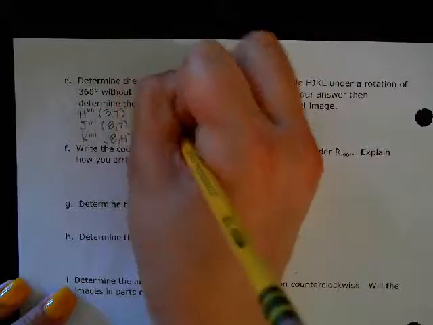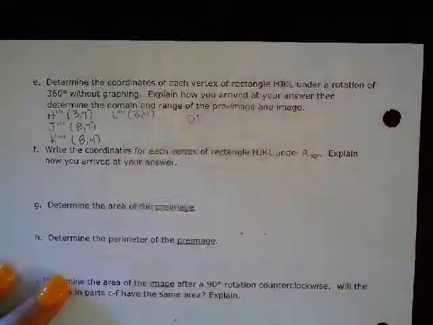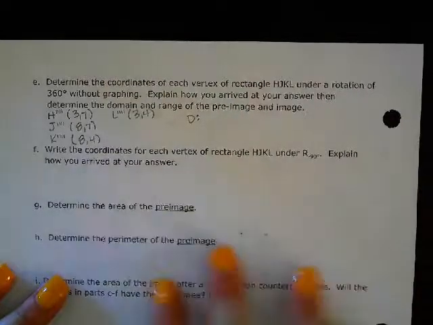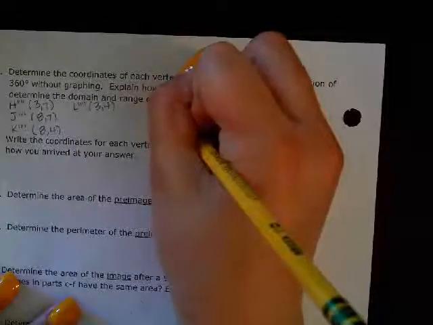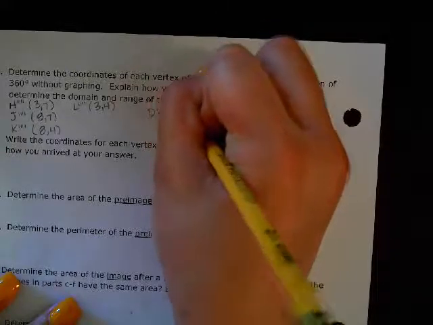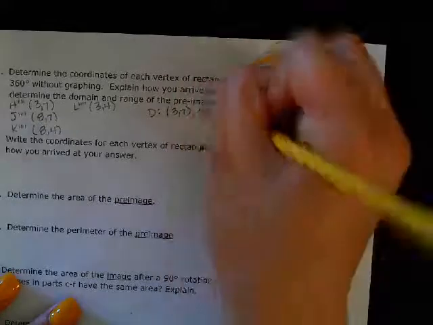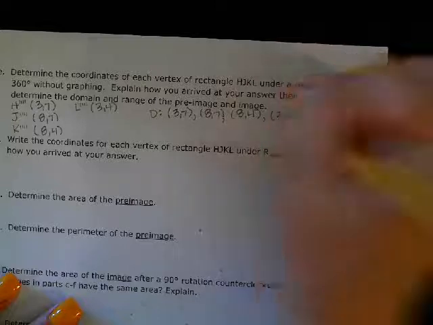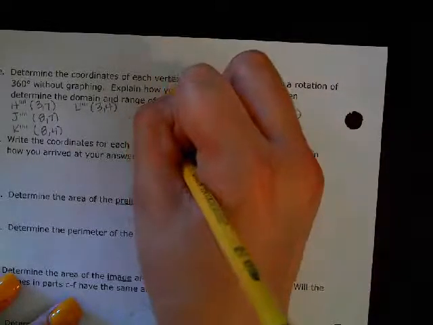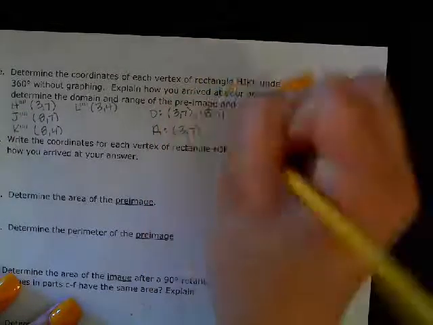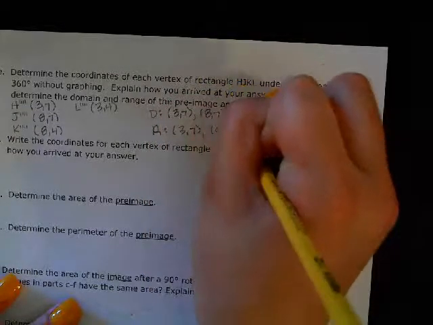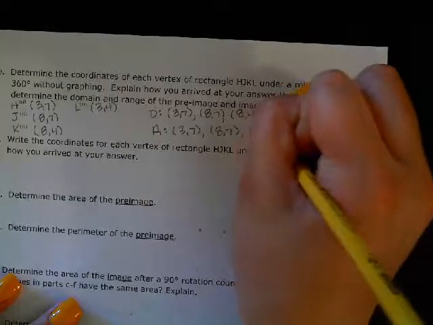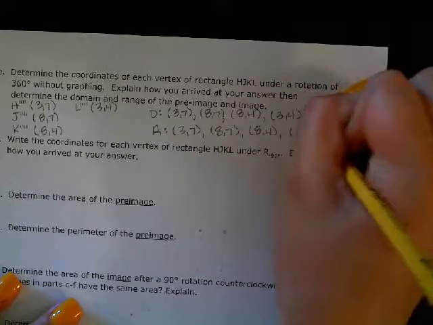Okay. So we said the domain for every single one was the same because it was always the pre-image, right? So let's go ahead and write down what the domain was. It was 3, 7, 8, 7, 8, 4, 3, 4. That's the input. And then what do we put for the range? It's the same thing. This time it happens to not change. Is that allowed? Yep. They can be the same. Input and output are exactly the same.